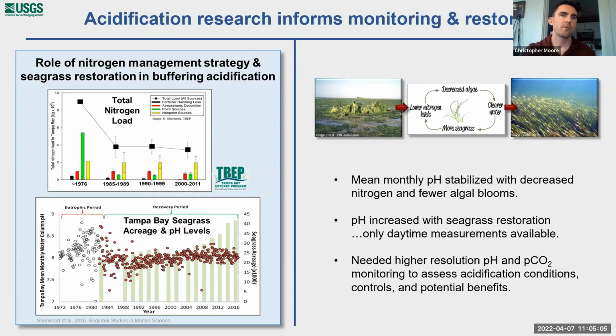So one of our primary objectives in Tampa Bay is to examine the role of nitrogen management strategies and seagrass restoration in buffering acidification as a restoration benefit. We see evidence for this, but the historical data are only these daytime measurements, and we need higher resolution pH and CO2 data to better examine acidification chemistry and figure out the processes controlling it. Next slide, please.